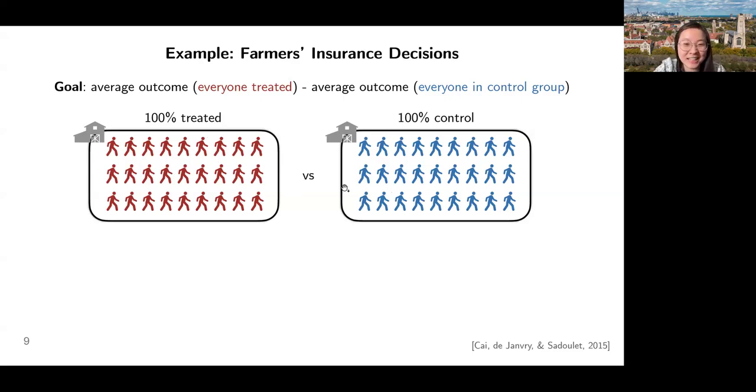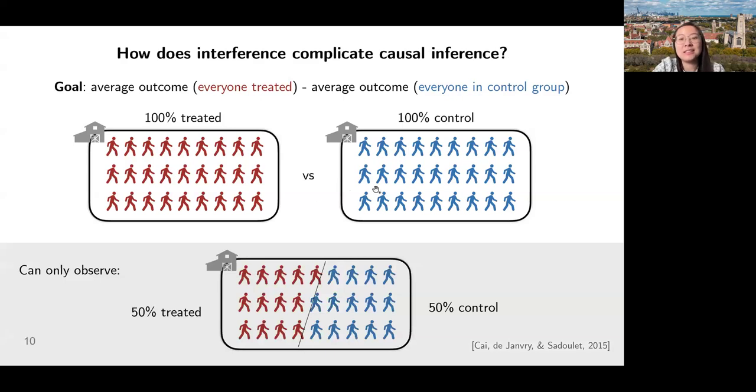Okay, so let's say we are interested in estimating that. But we don't see this, right? Those are two counterfactual worlds. The only thing that we can see is the data that we get out of the experiment where we put 50% of people into the treatment group and 50% of people into the control group. In the classical causal inference world, we would think that those red people are representative of those red people in a 100% treated world, and those blue people are representative of the blue people here in this 100% control world. The problem here is that with interference, this does not hold anymore. And let's just look at the control to illustrate this.